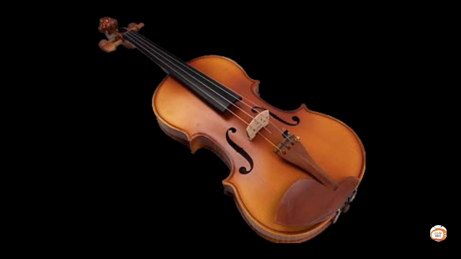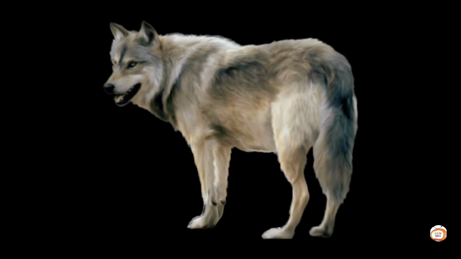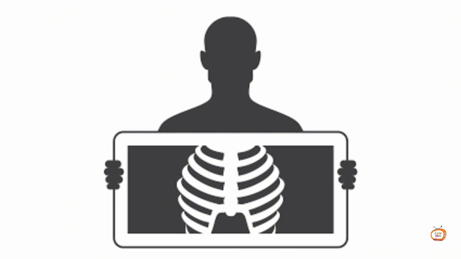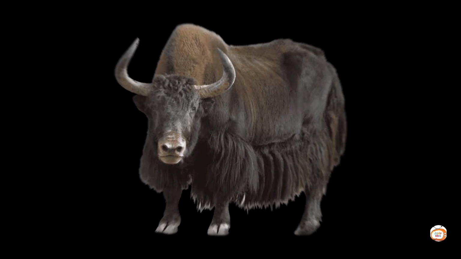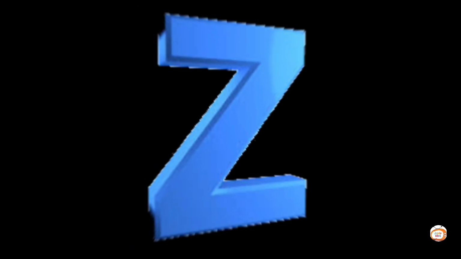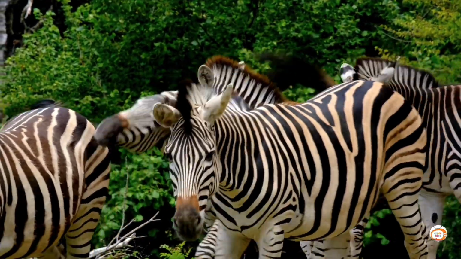V is for violin. V, V, violin. W is for wall. W, W, wall. X is for extra. X, X, extra. Y is for york. Y, y, york. Z is for zebra. Z, z, zebra.